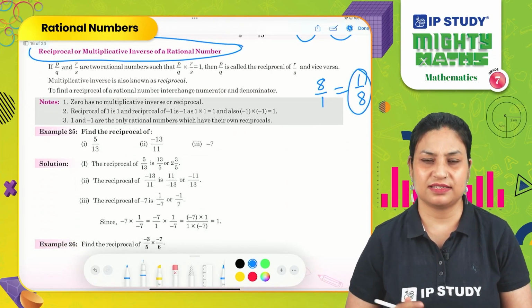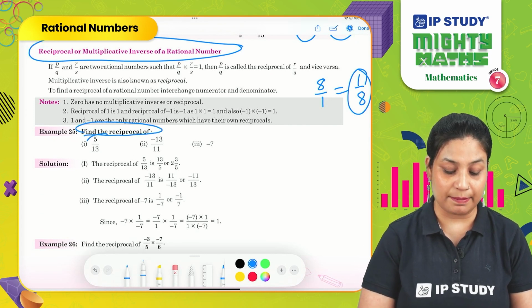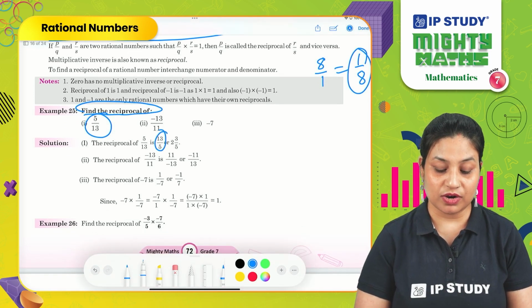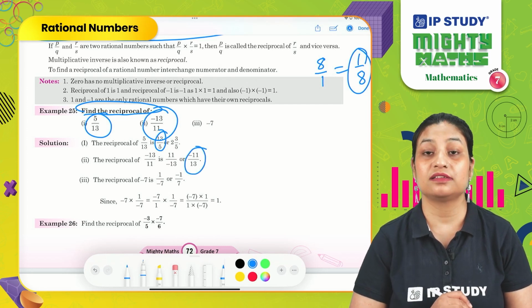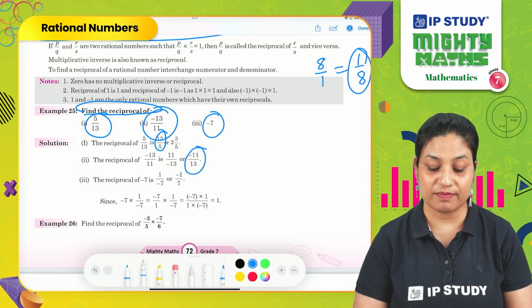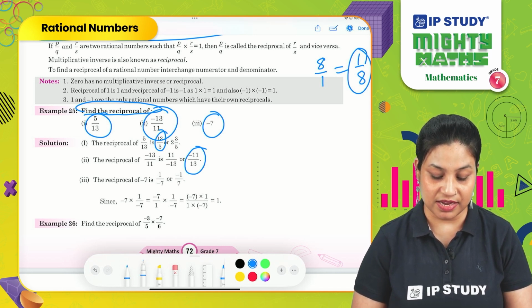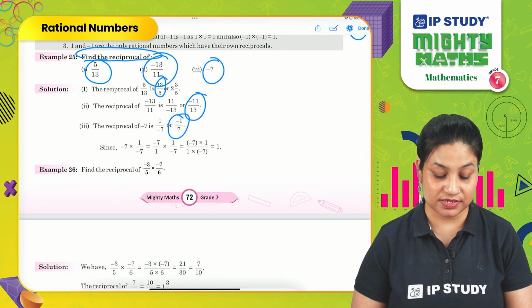Now, let's take some examples over here. So, find the reciprocal of 5 by 13. So, what is the reciprocal of 5 by 13? It will be 13 by 5. Similarly, what is the reciprocal of minus 13 by 11? It will be minus 11 by 13. And what is the reciprocal of minus 7? It will be minus 1 by 7. Okay? That will be minus 1 by 7. So, I hope you have understood these examples.